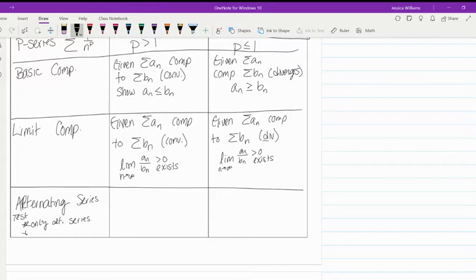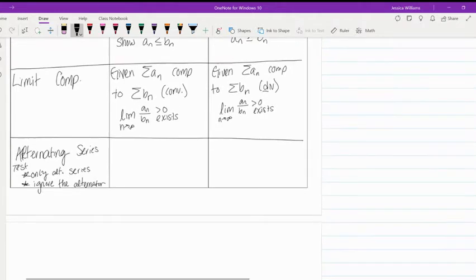And then this isn't going to make a lot of sense until I show you what it is, but I'm going to write ignore the alternator. All right, so alternating series test has 2 parts. So if you're trying to prove convergence and you have an alternating series, first thing you do is you take the limit of a sub n as n goes to infinity and you get 0.